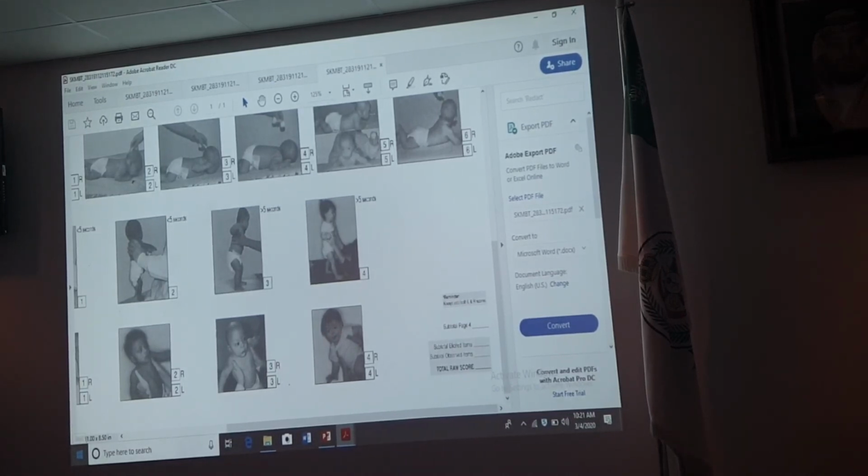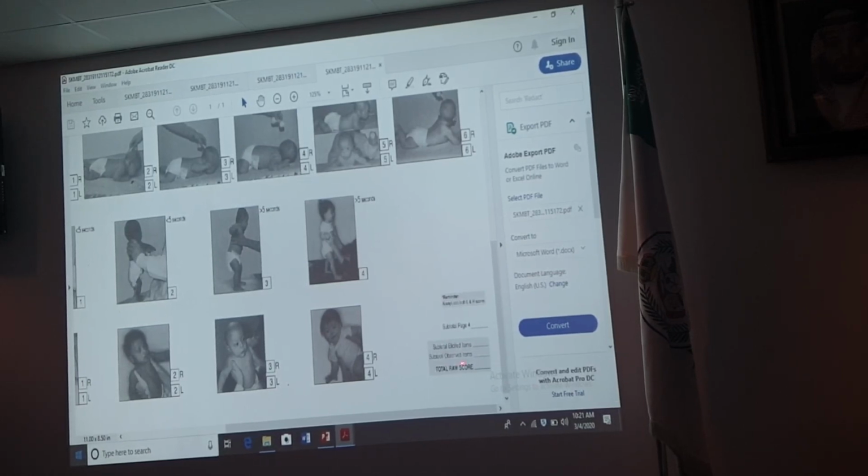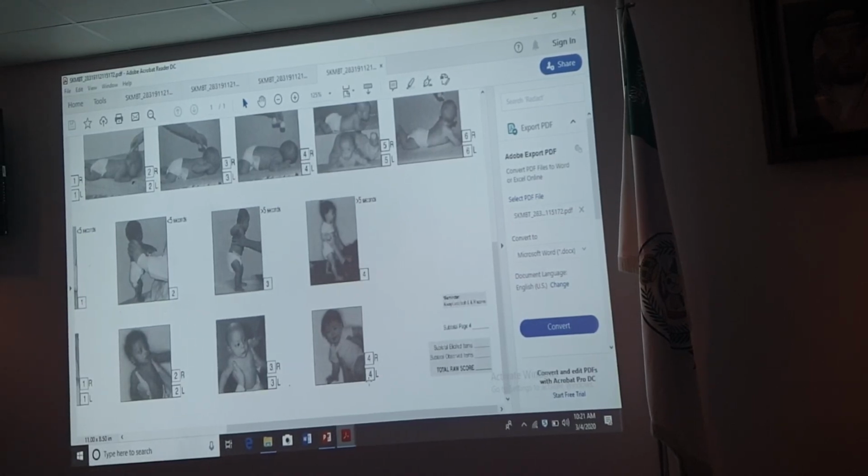Is that clear? You hold the trunk and you go like this. So you will be putting the score of all elicited items and all the observed items. That will make the total score. Is that clear? Okay, so we go back to the class.